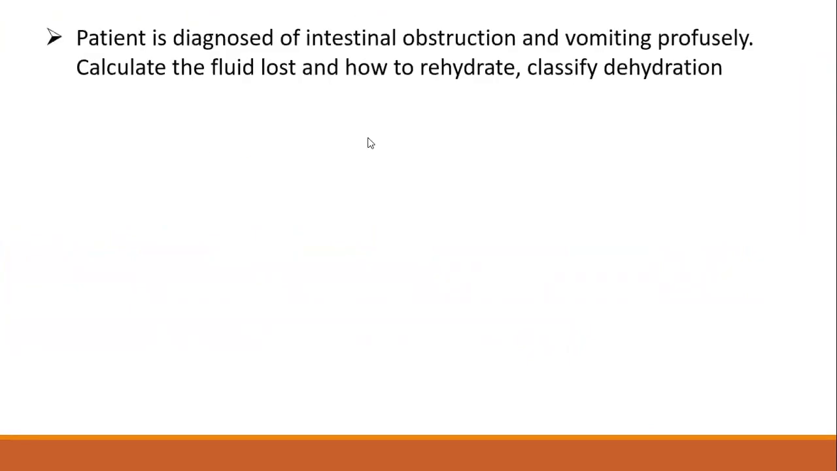One of the questions they were asked is that the patient is diagnosed with intestinal obstruction and was vomiting profusely. The question was, calculate the fluid loss or fluid deficit, how you will hydrate, and classify the dehydration. Before you can rehydrate, you need to know the fluid loss. Fluid loss plus the maintenance will give you the amount of fluid to give. And of course, the classifications, you know them: mild, moderate, and severe.